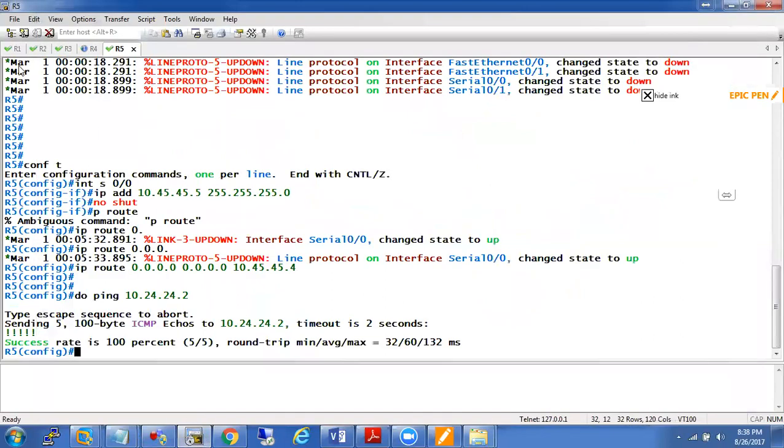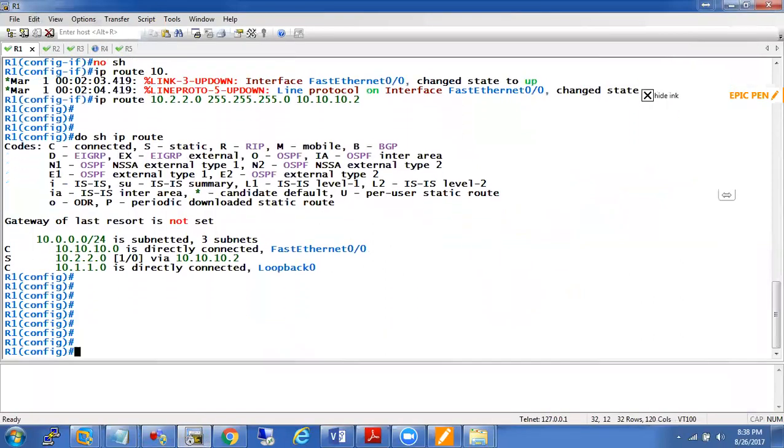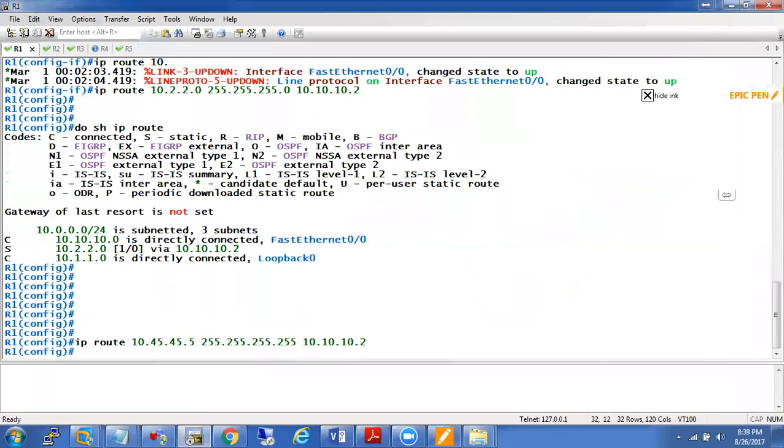So on R1, IP route 10.45.45. I'll just point to R5 because that's my key server. So my route goes to whom? To R2. So R2 gets a packet inside the VRF. Now inside my VRF, I need to create a route to send the route towards what? The next hop. Where's the next hop over here?